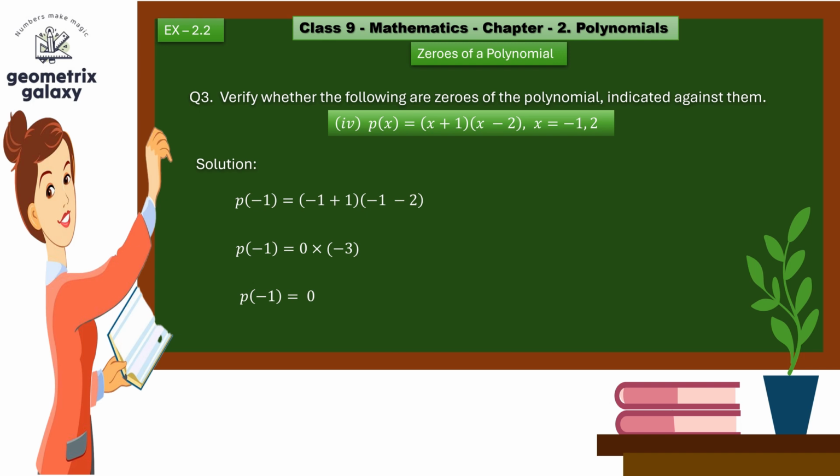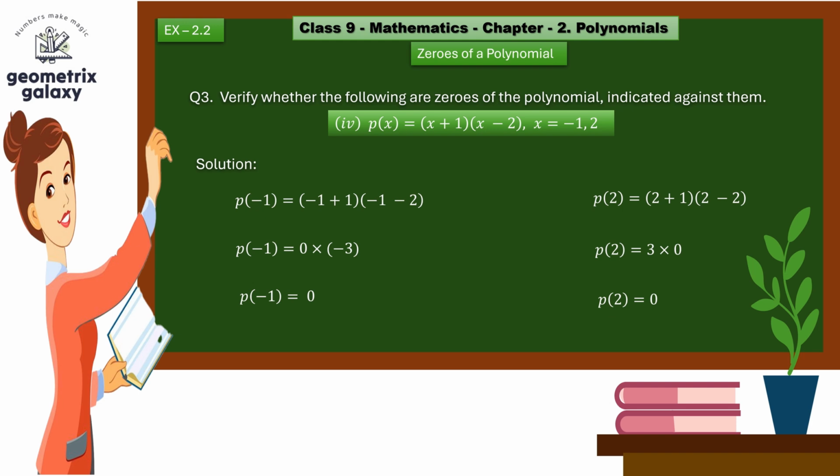Now, let us check for p of 2. P of 2 is equal to 2 plus 1 into 2 minus 2. 2 plus 1 is 3. 2 minus 2 is 0. Therefore, 3 into 0 is equal to 0. Therefore, p of 2 is equal to 0. For both p of minus 1 and p of 2, we get the value as 0.